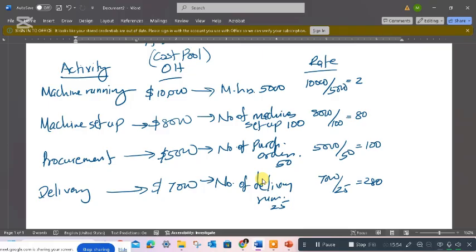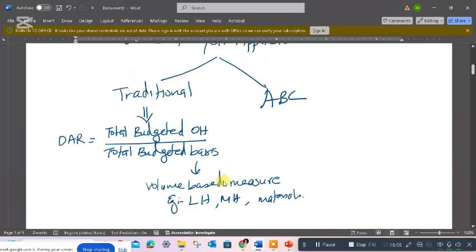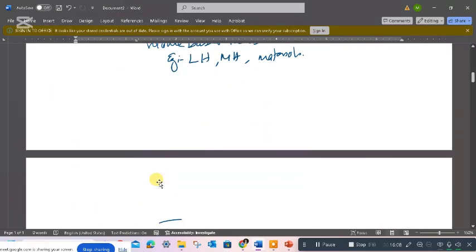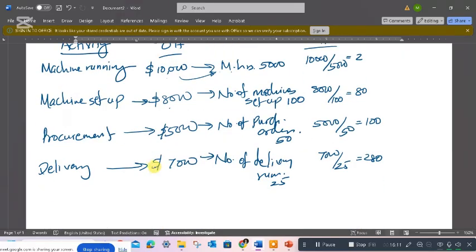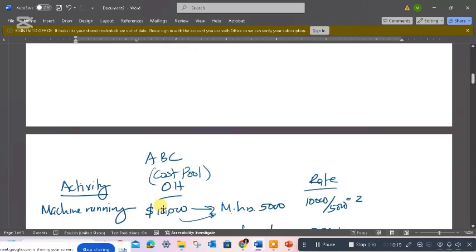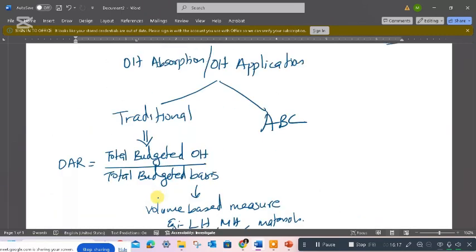What's the benefit of doing this? We can find a more connected basis. For this cost, this basis is more connected and more meaningful. For this cost, the number of machine hours. When we pool everything together, if I am going to do the traditional method, what is the total overhead here? 10 plus 8 plus 5 is 23, plus 7, 30,000. I will take all 30,000 overhead here.